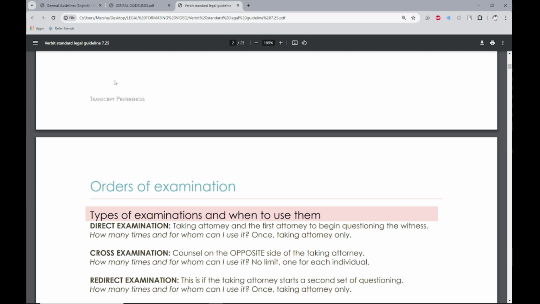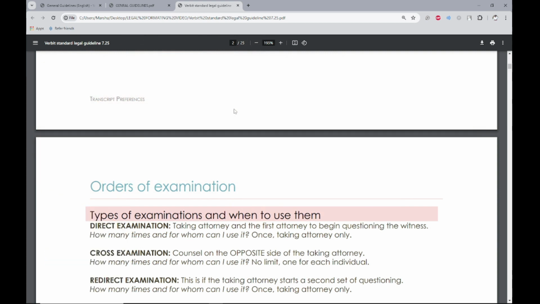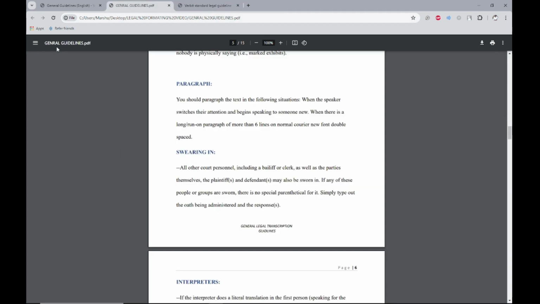I want to take you through how you can be a Lego transcriber. So this will be a tutorial. I'll start from scratch. If you have not done any Lego work, any Lego transcription, don't worry, I'll take you step by step. So the first thing you need to know, we are going to start from the general guideline for the Lego transcription.